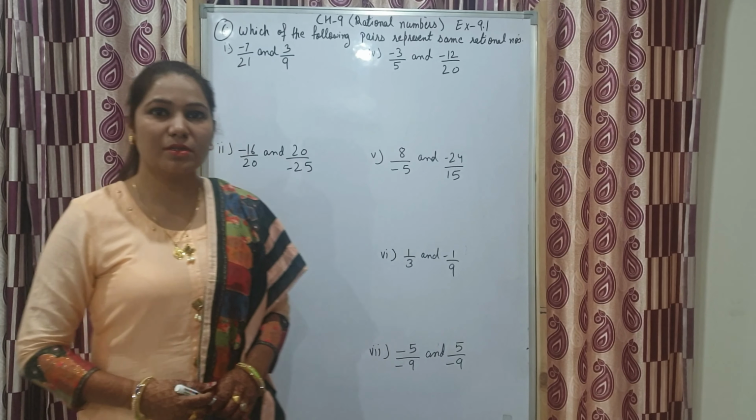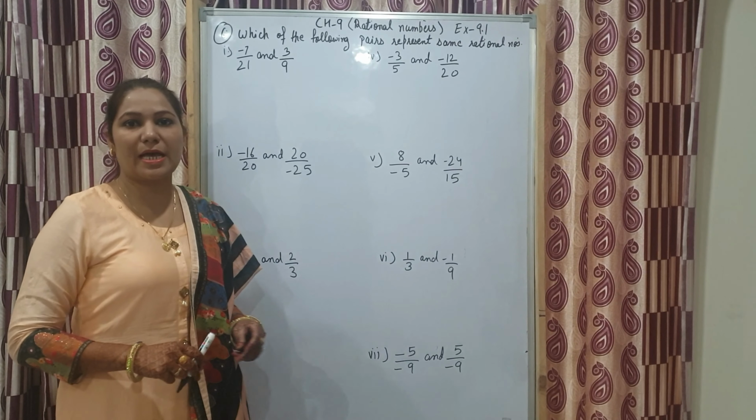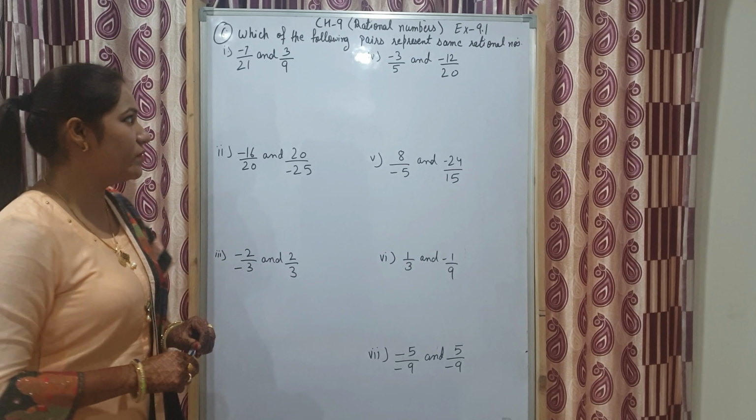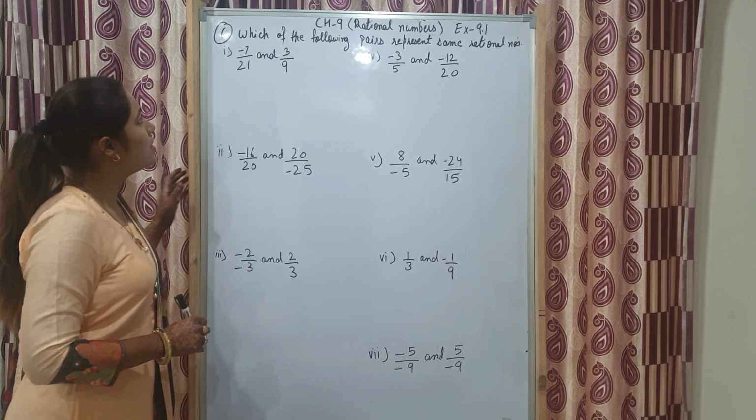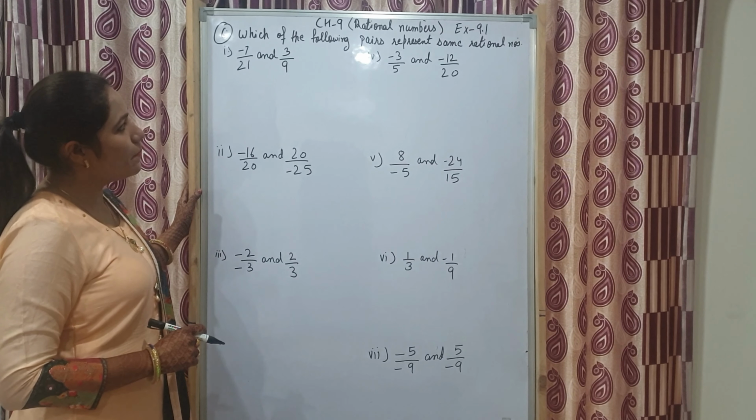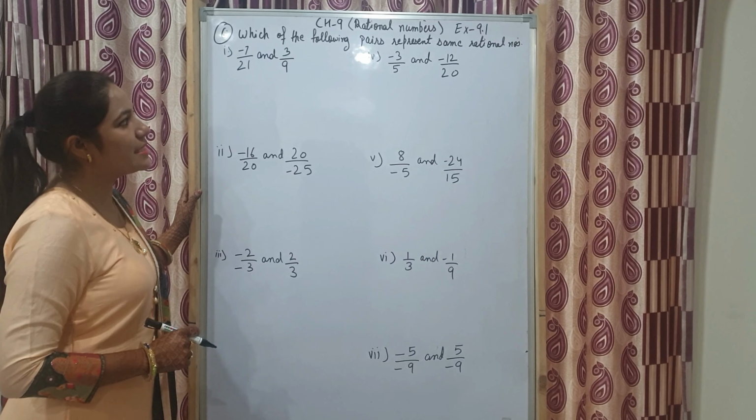Good morning everyone. Today we will do chapter 9 exercise 9.1. We will start from question number 6. See the question: which of the following pairs represents the same rational number? We have to tell which of these numbers are the same rational number.